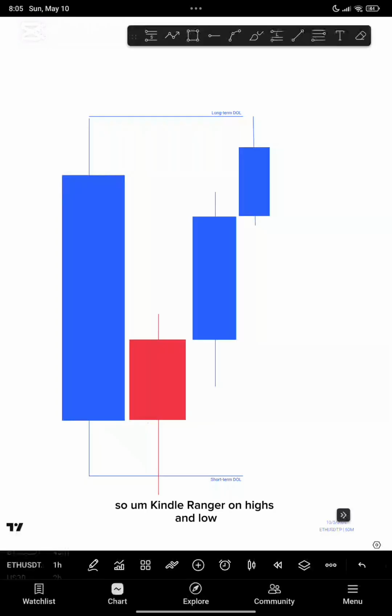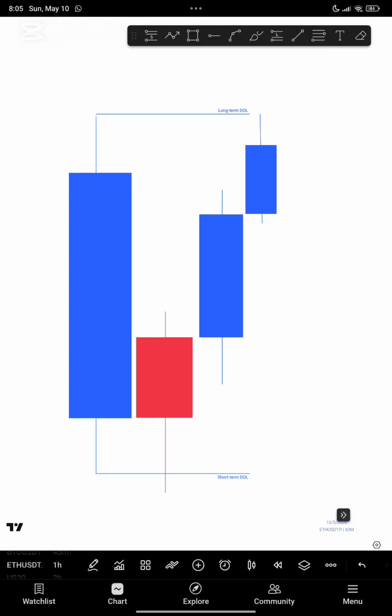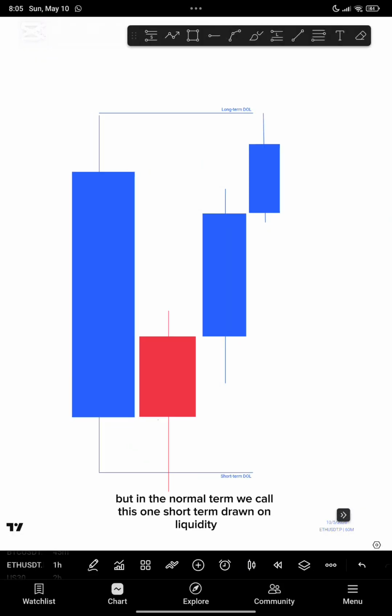So candle range highs and lows. The first candle is the generation of liquidity here. The first candle generates liquidity for us and provides two liquidity areas, your CRT lows and your CRT highs. In normal terms, we call this one the short-term draw on liquidity. Then this one is the long-term draw on liquidity, where you are anticipating your next expansion towards.